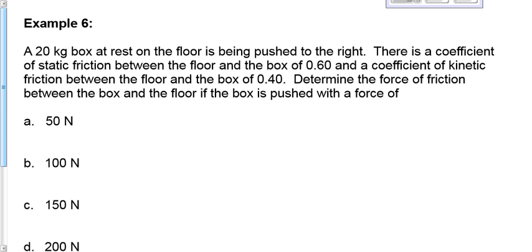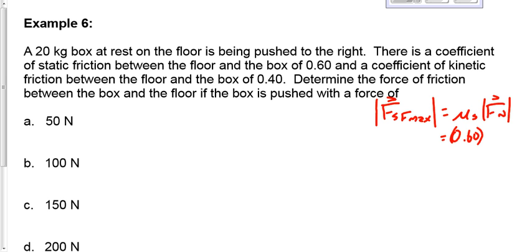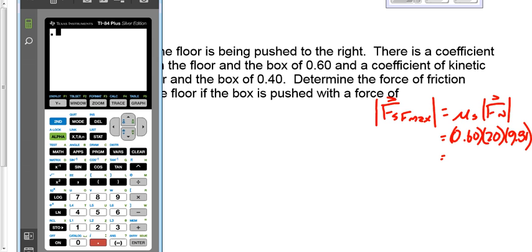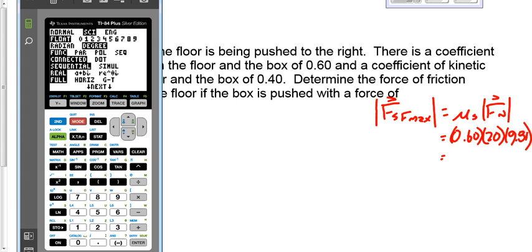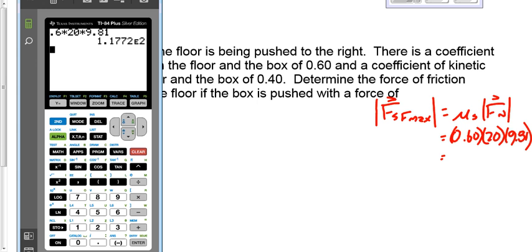Here's what I want to do first. Off to the side, I want to calculate the maximum possible force of static friction. That's not the actual value of static friction. That's the maximum possible value. We're going to use for that the coefficient of static friction, 0.60, times the normal force, which is 20 times 9.81. I have not answered anything yet. 0.6 times 20 times 9.81 gives me 117.72.